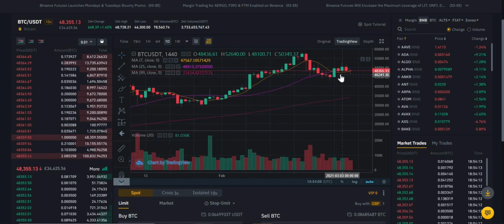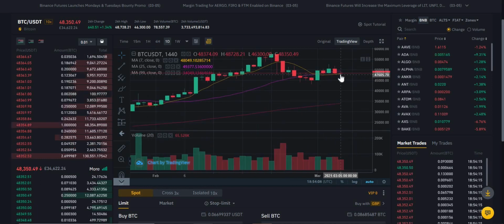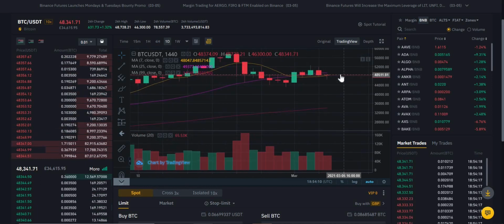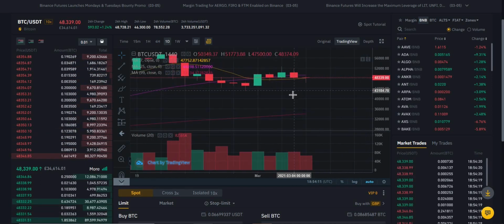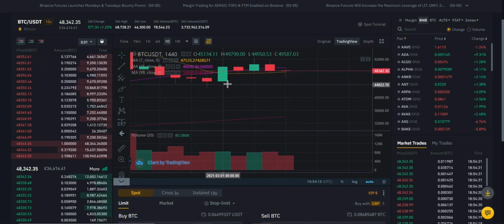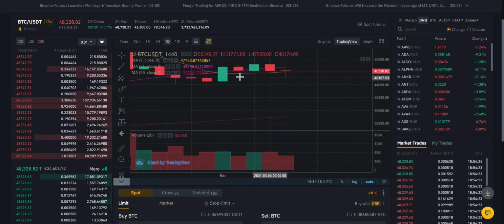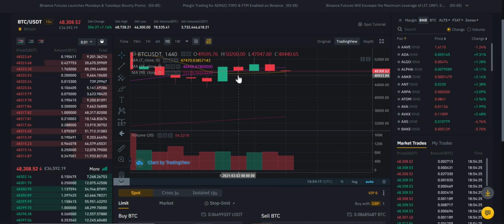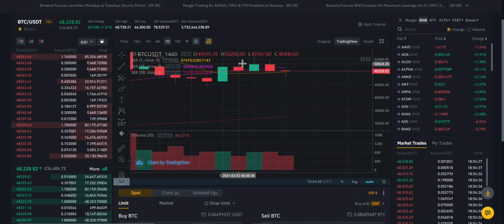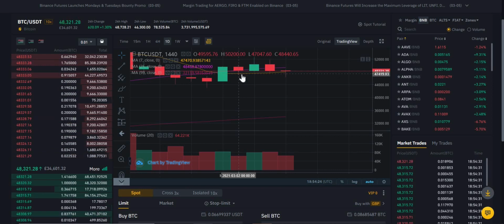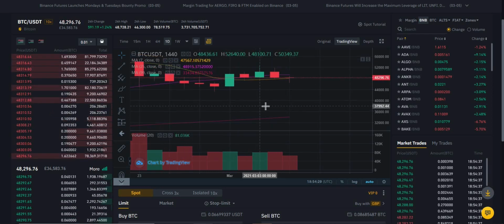And if we zoom in a little bit, we will see that there's a tiny wick that you can hardly see, but here, for example, is the easier one to see. So there's a wick there and a wick there. Therefore, the highest price was here, the lowest price was here, it opened here, and it closed there. So that's how you read candlestick charts.